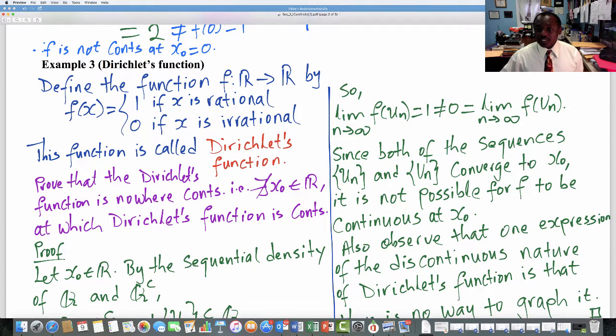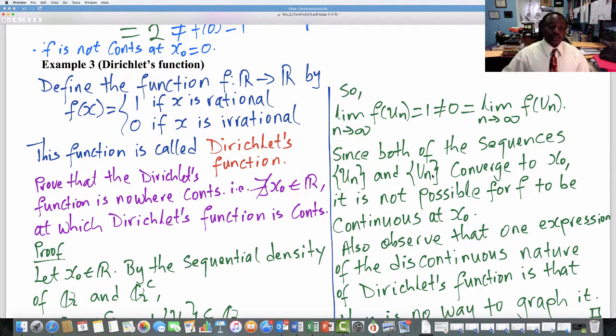Since both of the sequences Un and Vn converge to x0, it is not possible for f to be continuous at x0, because we would have expected that f of Un would converge to f of x0 and f of Vn would converge to f of x0. But we see there that they both converge to different points, 1 and 0, which are different. And f of x0 cannot be 1 and be 0 at the same time. So we can conclude that f is not continuous at x0.